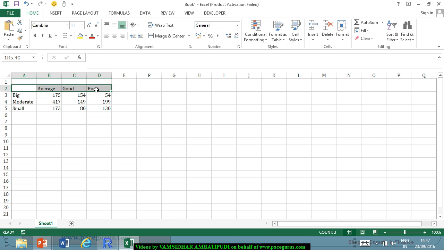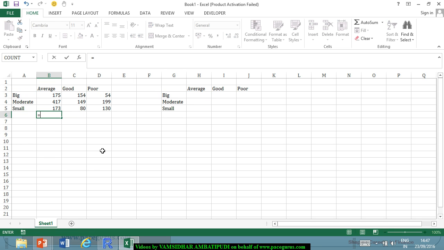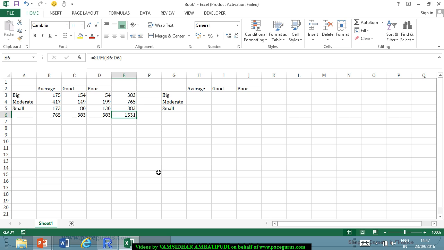So I'll create my expected values also here, right? For creating the expected values, let me take all the column totals as well as all the row totals. Okay, there is some calculation mistake, I suppose, earlier. But yes, so these are my column totals. These are my row totals, and this is my grand total. So my grand total is 1531, right? So that's how the values came up.